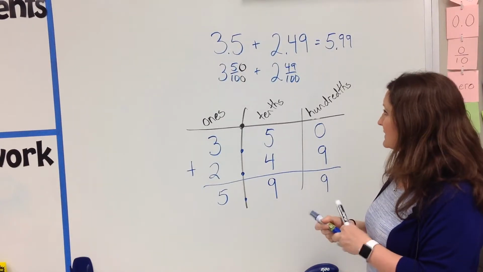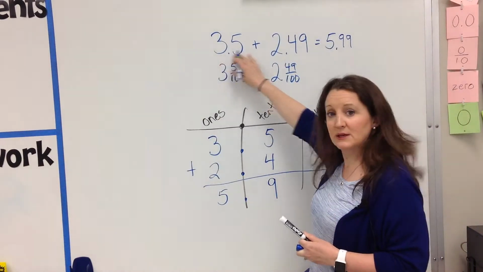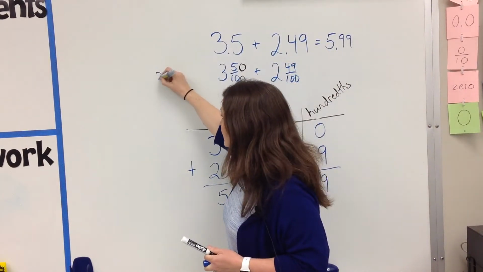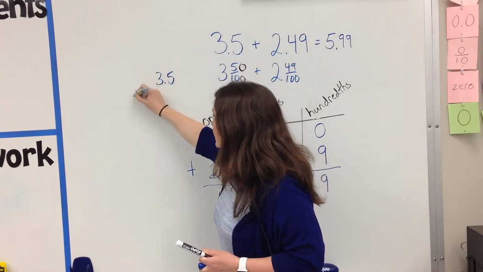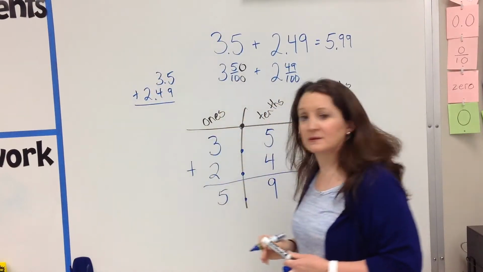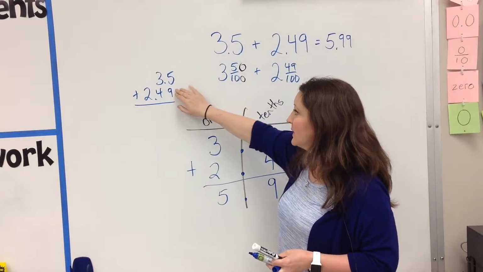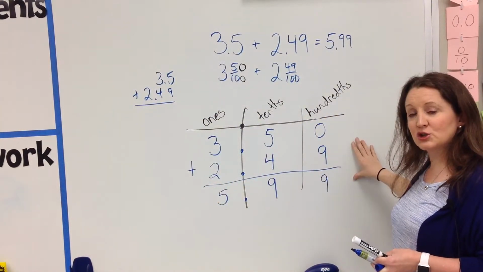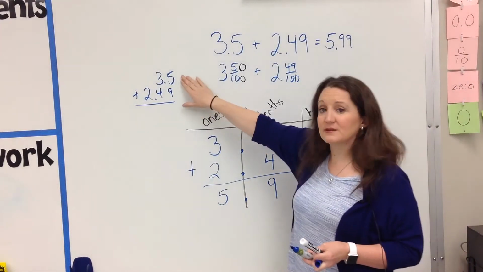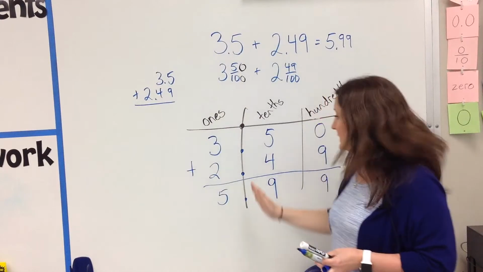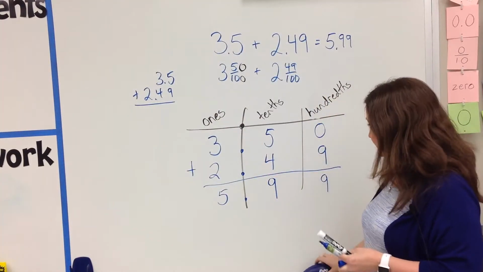One of the mistakes that's really easy to make when students see problems like this, 3 and 5/10 plus 2 and 49/100, they just want to add them up like this. And they end up adding their tenths with their hundredths, their ones with their tenths. It's really important that you stick to the place value chart so that you understand that this is really 5/10 or 50/100, and that decimal point needs to be lined up.